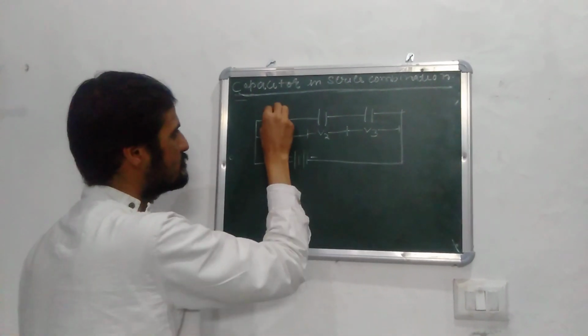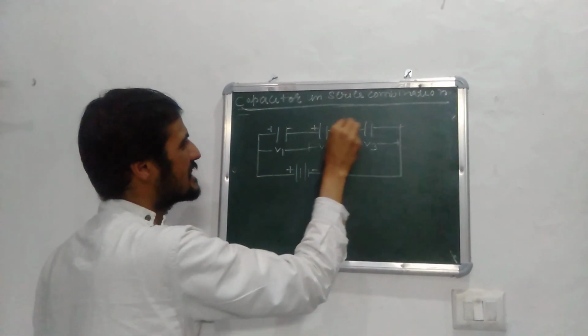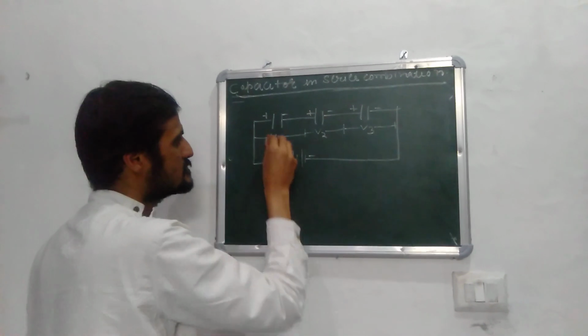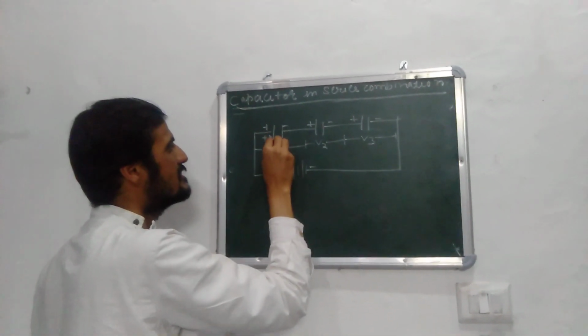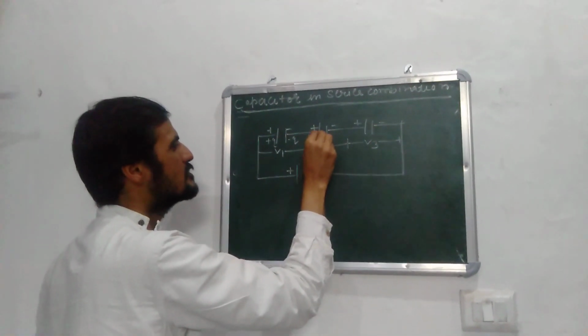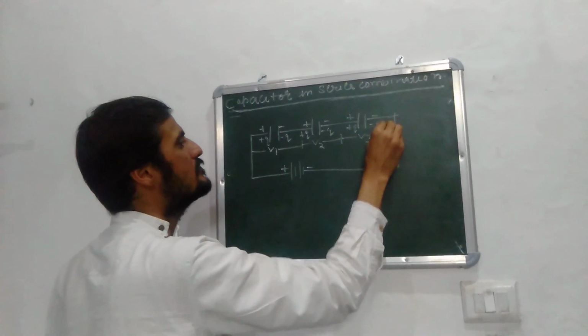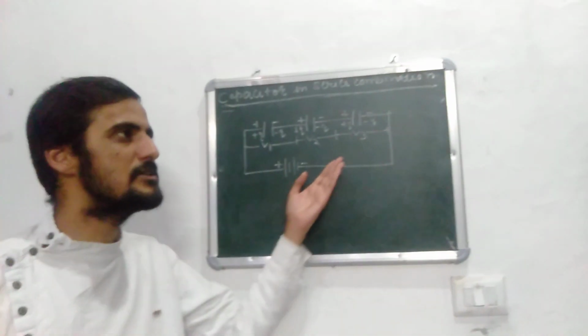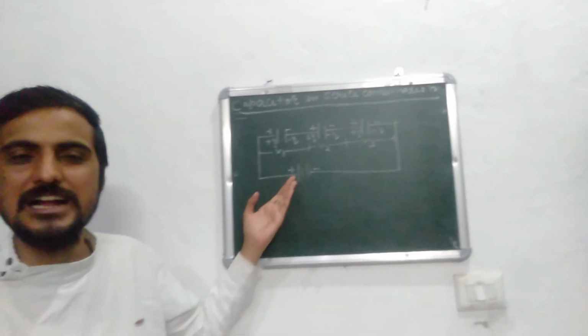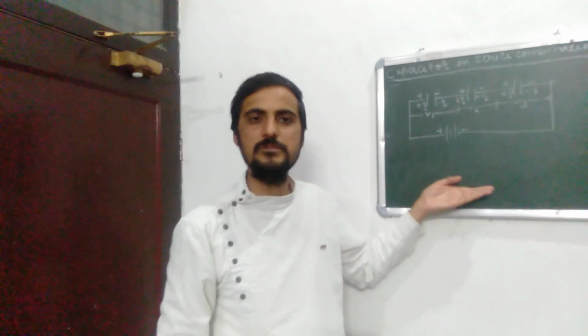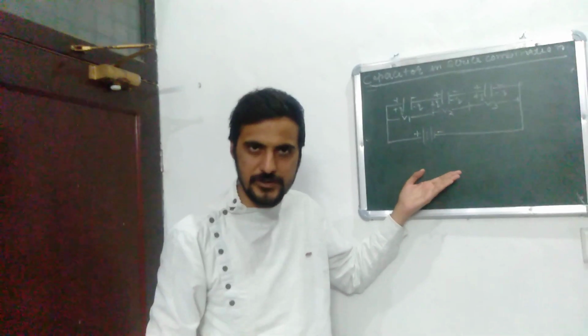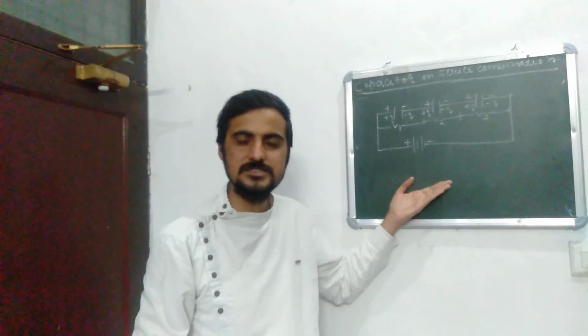Positive, negative on each plate, which means positive Q and negative Q on each capacitor. What will happen in that case? In that case, the potential difference remains different, but the charge remains the same.